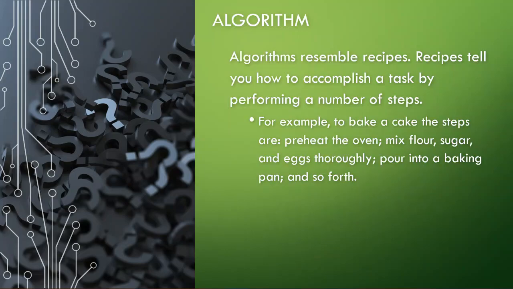Again, you can see algorithms generally represent recipes, like a cooking or baking recipe. Recipes tell how to accomplish a task by performing a number of steps. So to bake a cake, the steps are generally maybe preheat the oven, mix your ingredients together, pour into a baking pan, and burn the living daylights out of it because you forgot it while you went to do some other task or something like that. Who knows? But that's the idea, that you would follow those general steps.